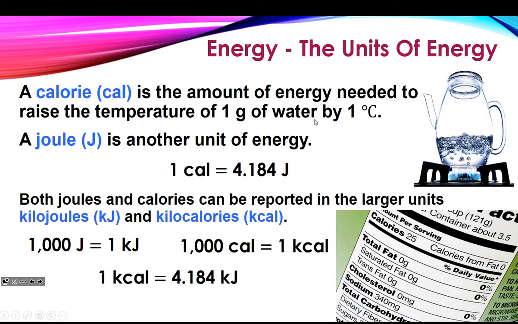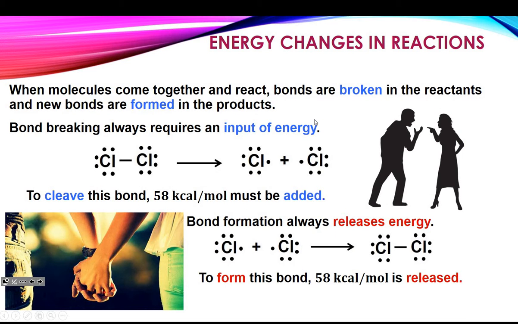All right, we've got those conversions. They are also on the back of your periodic table, so you can get them from there. So when we have energy changes in a reaction, when molecules come together and react, bonds are broken in the reactants and reformed for the products. Breaking bonds always requires energy. It just doesn't happen without it. To cleave a bond, for this chlorine, it takes about 58 kilocalories per mole, and you have to add that. When bonds are formed, energy is released.